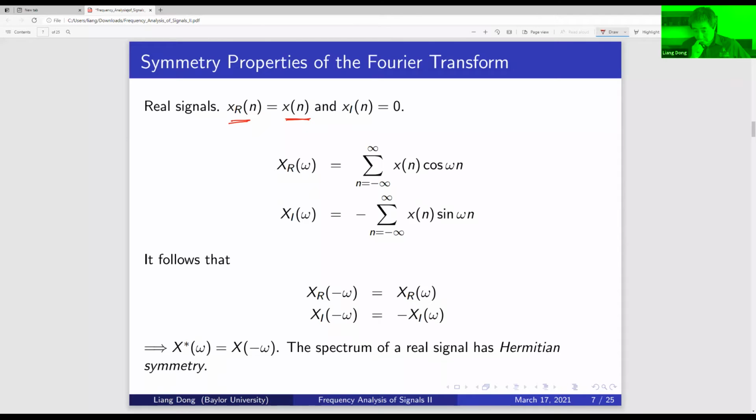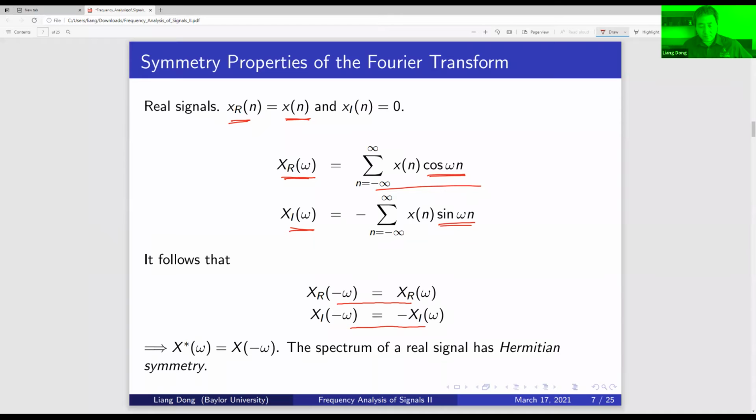It follows that the frequency domain signal, capital X, has a real part that is even symmetric, and the imaginary part is odd symmetric. Now, why is that? Well, if you look at that, we have a cosine function, right? Cosine is an even function. Therefore, you sum these all together, you still get an even function. And here, sine is an odd function. So you sum all these together, you still have an odd function. Therefore, we get those two properties.